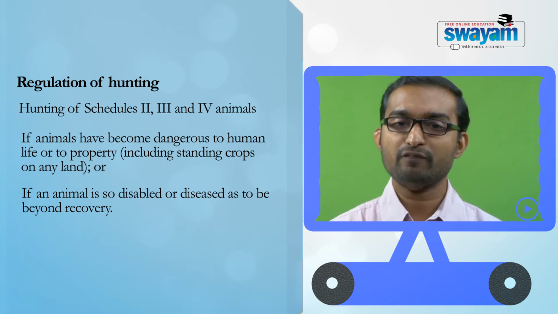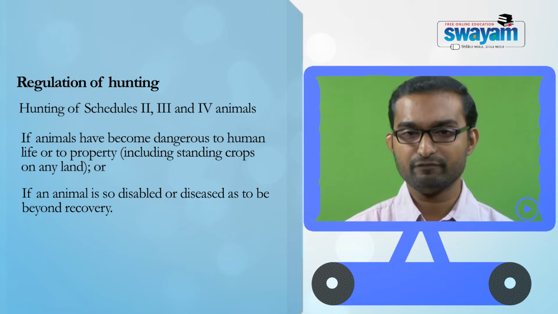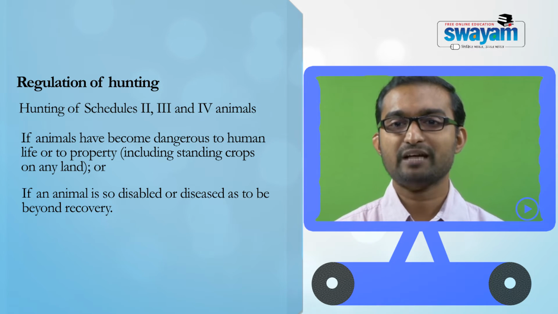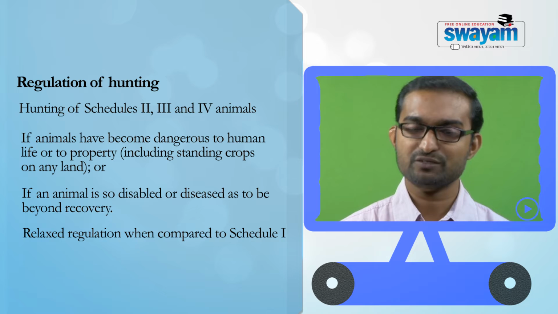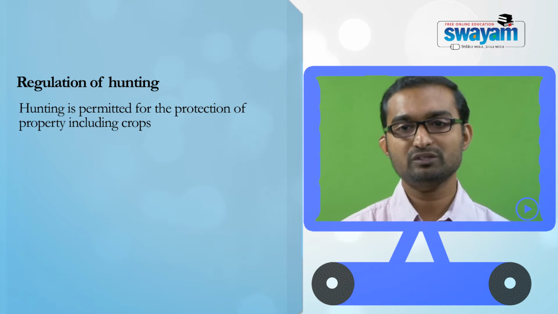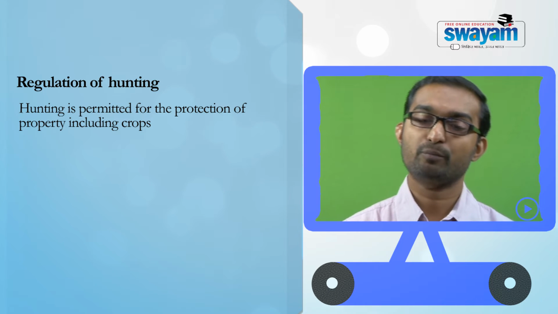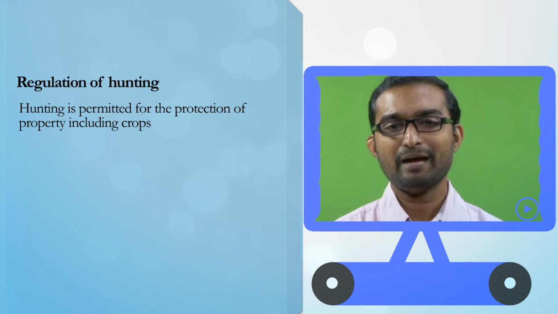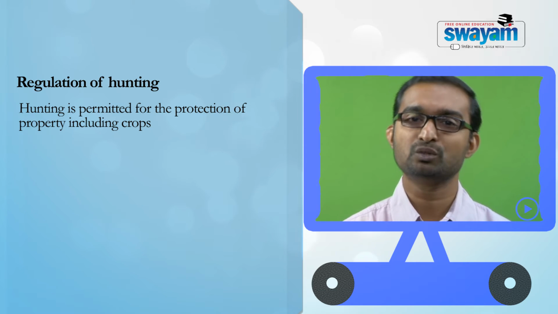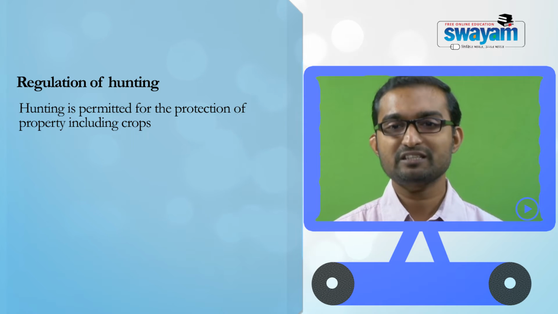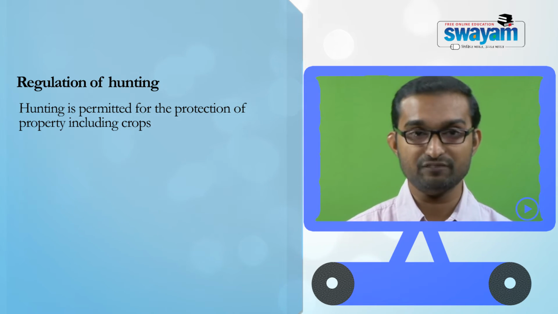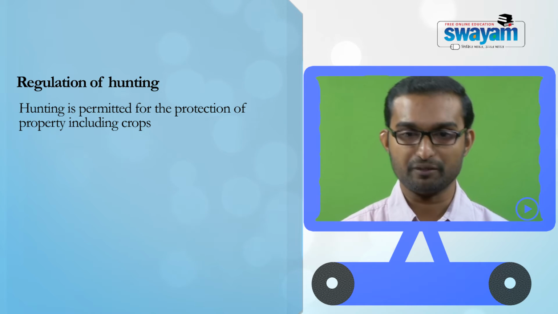The third condition is the critical dilution when we compare it to schedule 1 animals. That is, hunting of animals listed in schedule 2, 3 and 4 can also be permitted to protect property. This includes standing crops as well. So the relaxation is that it is not just for human life, but hunting of schedule 2, 3 and 4 animals is also permitted for protection of property, which includes crops. And this is in the context where wild animals sometimes pose a threat to agriculture or standing crops. So if it is a schedule 2, 3 or 4 animal, hunting can be permitted if such animals pose a threat to standing crops.